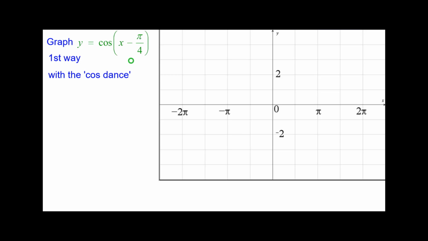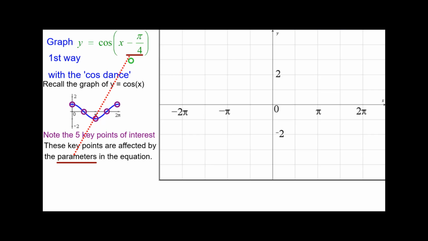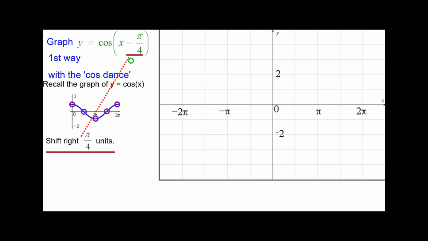The first way is with the cosine dance. Recall what the graph of the cosine wave looks like and the 5 key points of interest. These key points are affected by the parameters in the equation, and in this one there's only one parameter, a minus pi over 4 inside the argument of the function. So that minus pi over 4 inside the parentheses shifts each point horizontally to the right pi over 4 units. So again, shift right pi over 4.